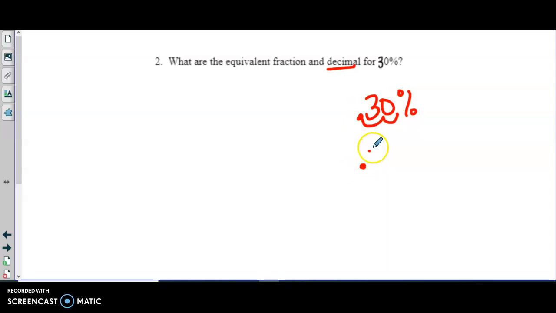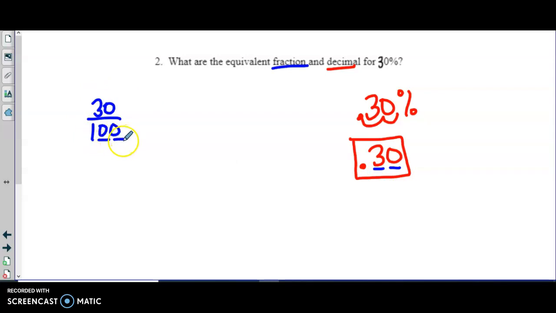So it's going to be 0.3. Now you can leave it as 0.30 or you can leave off the 0 and just leave it as 0.3. So that is as a decimal. And then if we want to write it as a fraction, there's 2 ways you could write this. Since I left 2 decimal places, I'm going to go ahead and write 30 over 100. I'm going to make sure I have those 2 zeros.